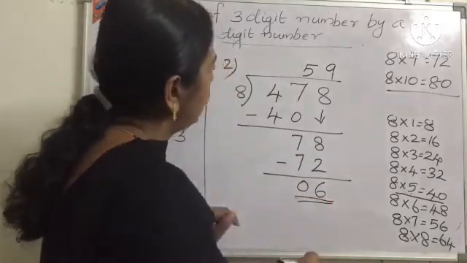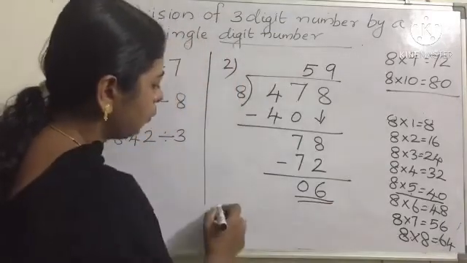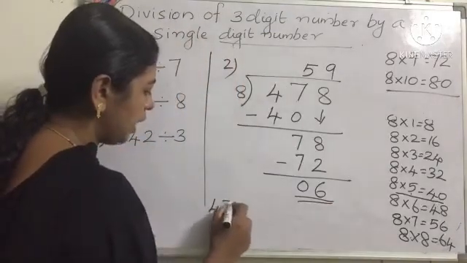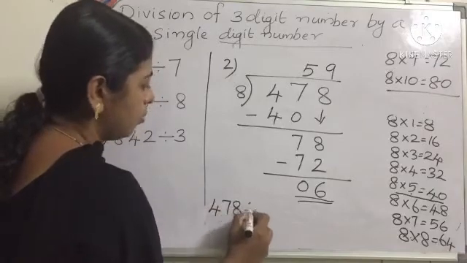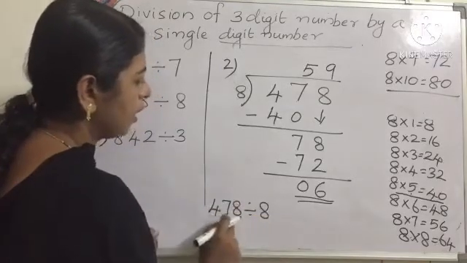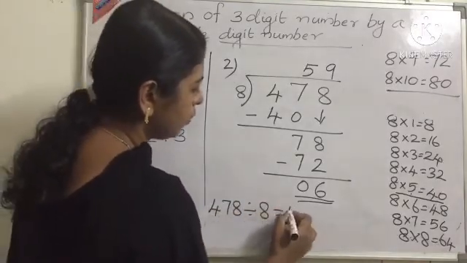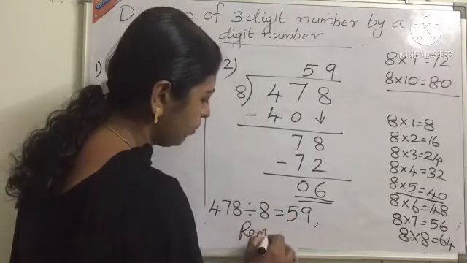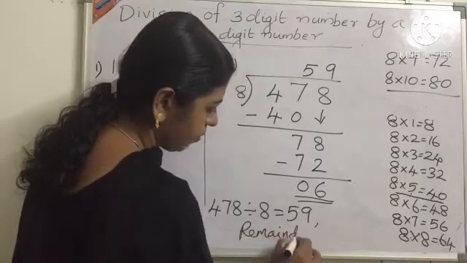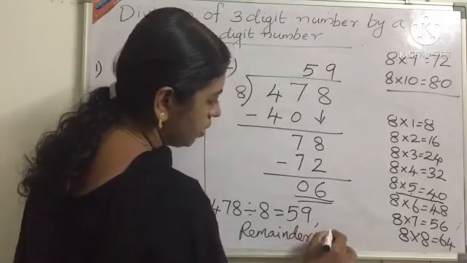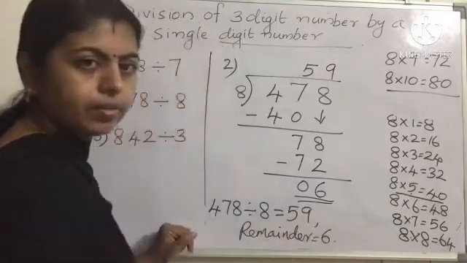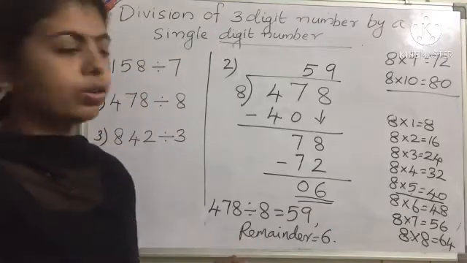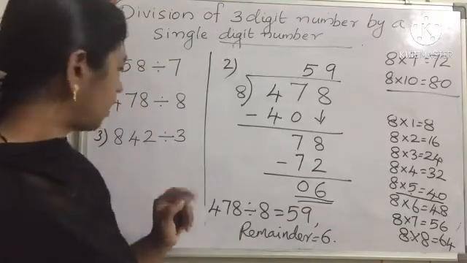So when we divide 478 by 8, the quotient is 59 and the remainder is 6. Okay. Now we can go to the third question.